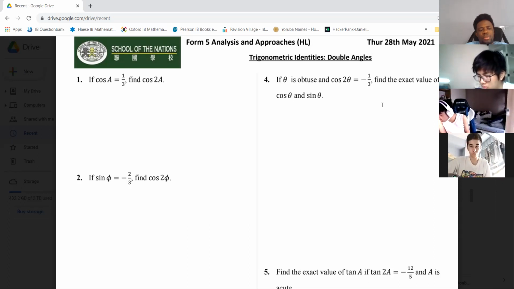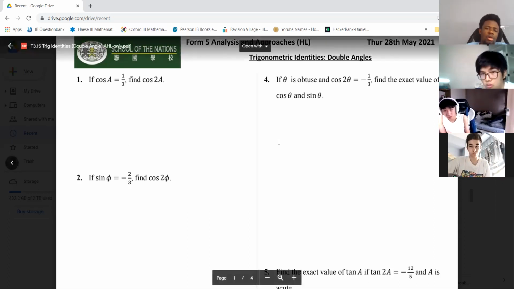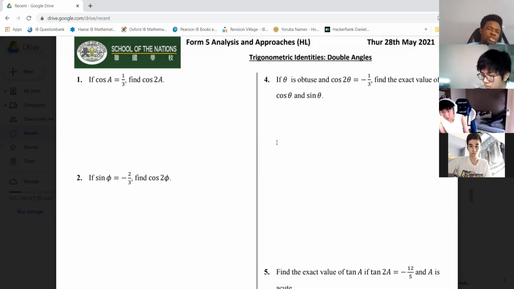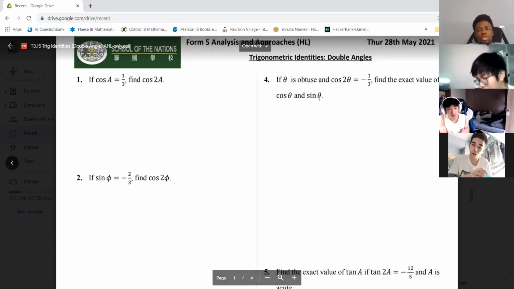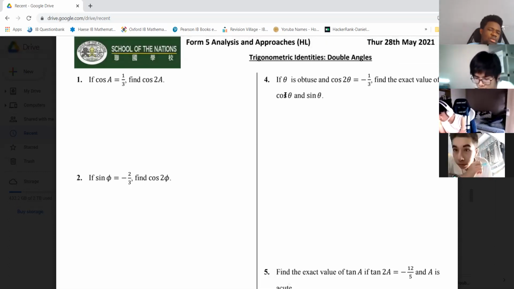Theta is obtuse, means between the second quadrant. And in the second quadrant, which of the trig ratios is positive? Sine. So cos is negative. Then you can state another cos 2 theta with sine and get sine theta out. And that should be positive. Or you could do sine squared plus cos squared equals 1, since you know your cos squared, and that can give you sine squared. But you take the positive square root. So those are the ways to do number 4.